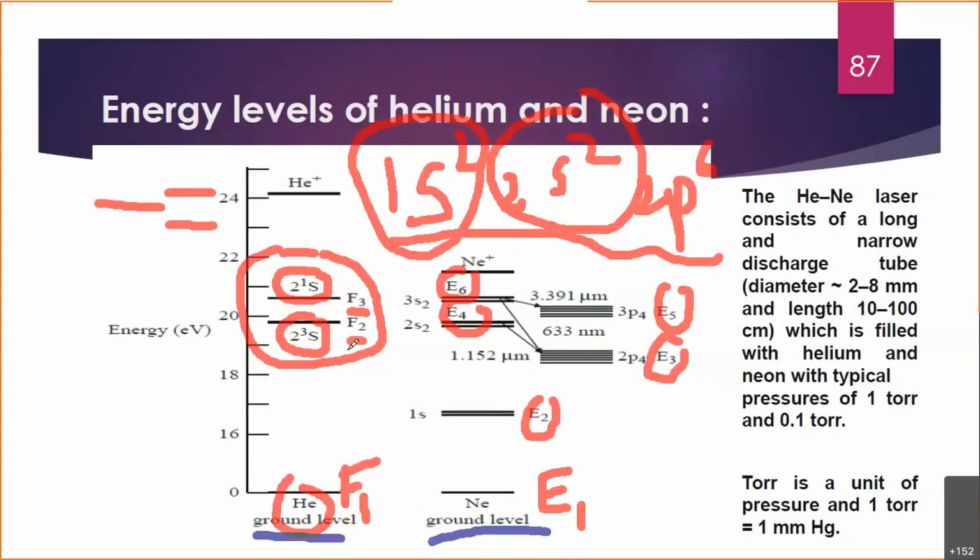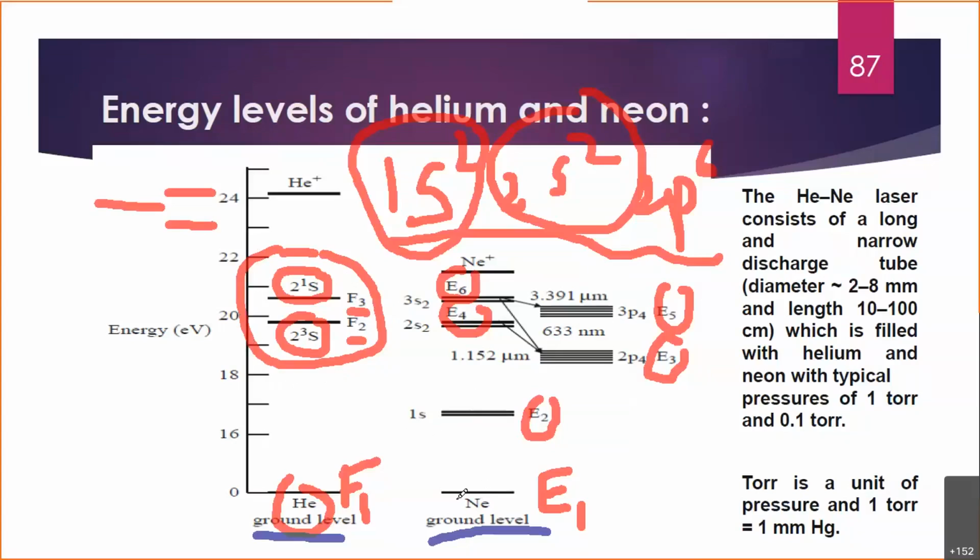These are in the excited part, because when you supply the electric discharge, the majority of the particles get the energy and reach this F2 F3 level. Now, the important thing is that neon atoms are in limited numbers, only around 10% in the system. So these excited helium atoms are going to interact with the ground level particles of neon. Remember how this system works.